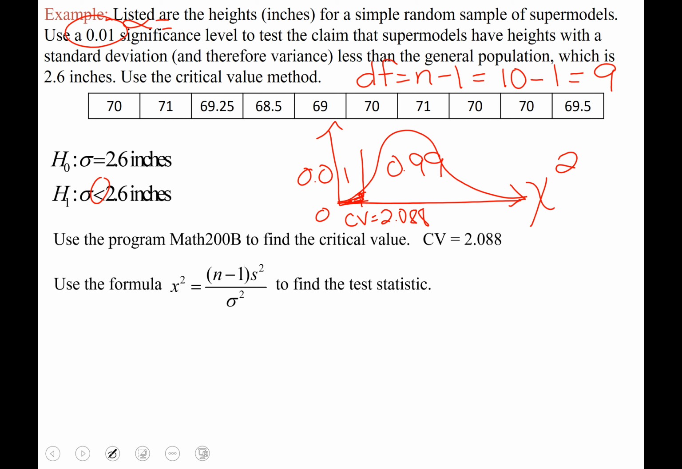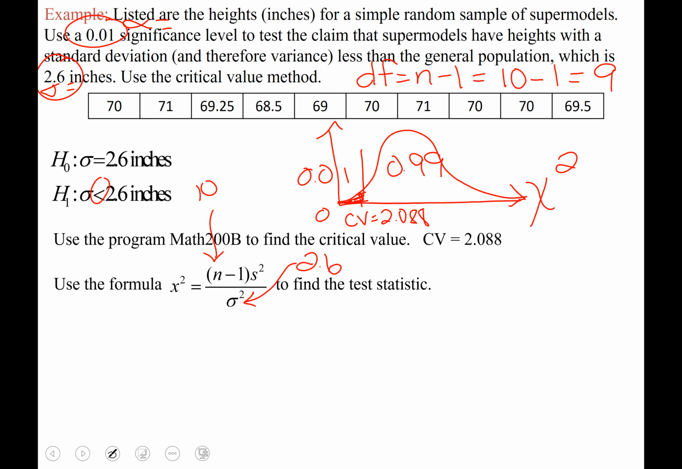Okay, the next thing we need to do is find the test statistic, and we're going to use the formula chi-squared equals n less 1 times s squared divided by sigma squared. All right, we have everything we need to run this program except for lowercase s. What I mean by that is we have the sample size, that's 10. We have lowercase sigma, that was given to us right here as 2.6. It's the population standard deviation. But we don't have lowercase s yet, which is the sample standard deviation.